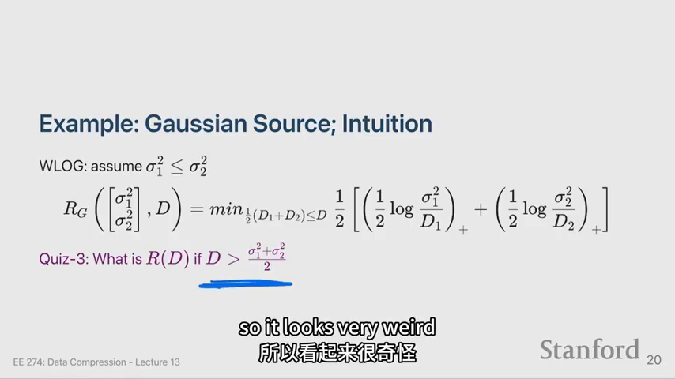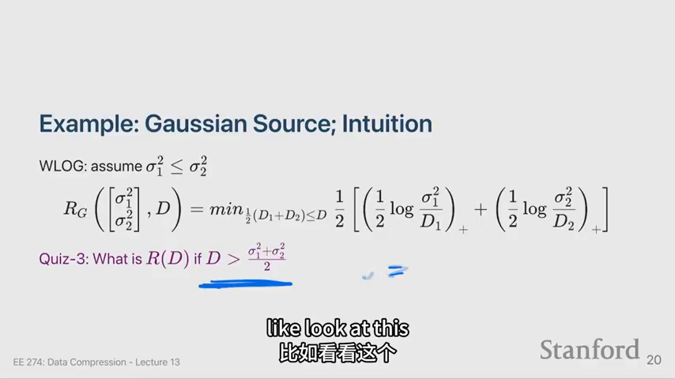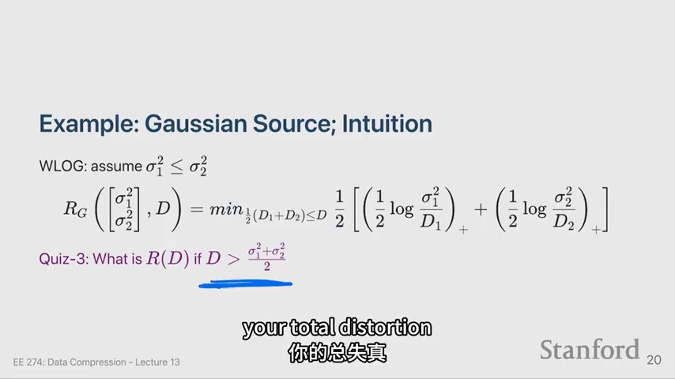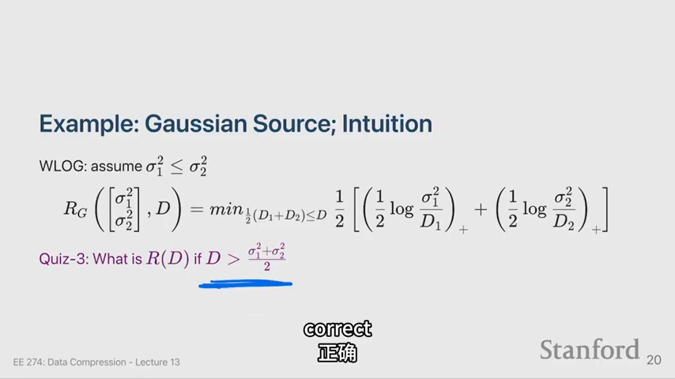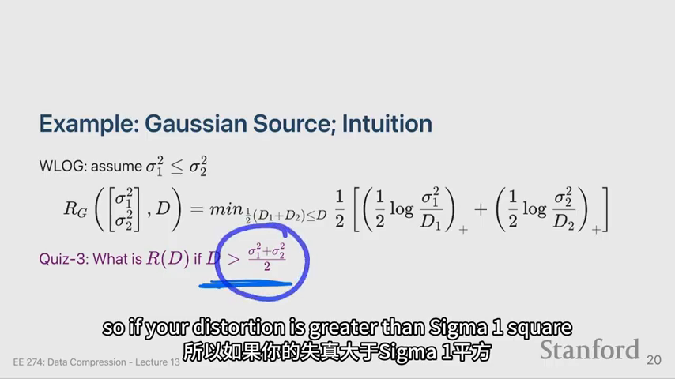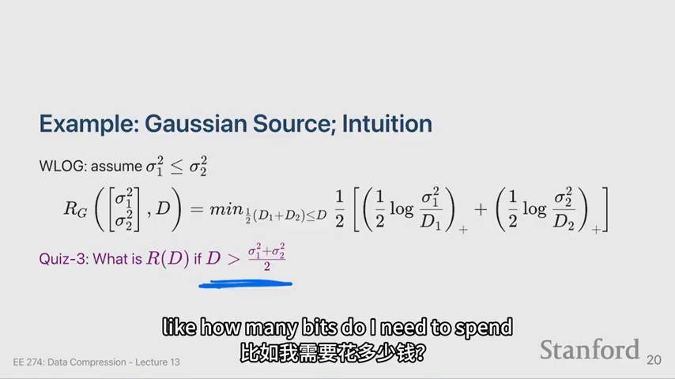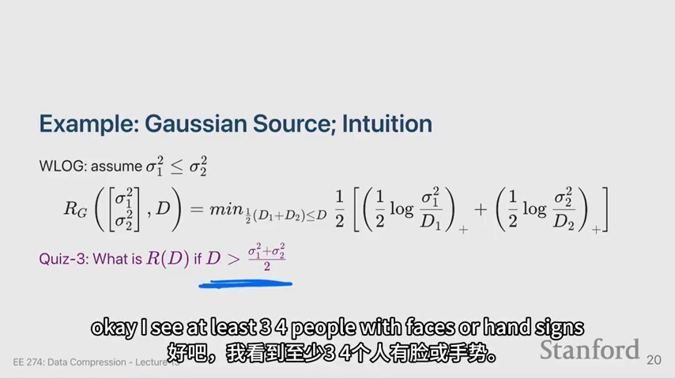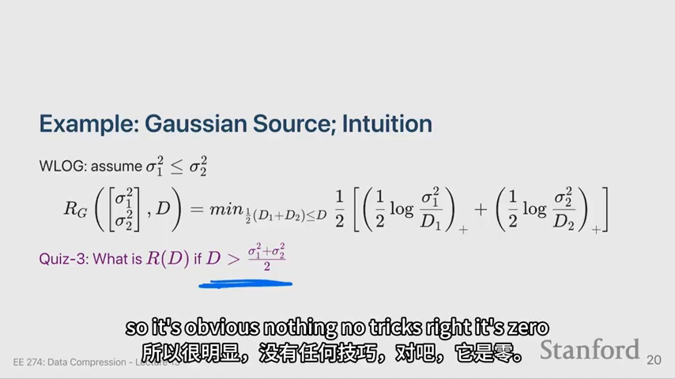So it looks very weird, but think of it. Look at this objective, right? Your total distortion is basically the distortion you're dividing between the two components. Correct? So if your distortion is greater than sigma 1 square plus sigma 2 square by 2, what will be the rate? How many bits do I need to spend? Okay, I see at least 3-4 people with faces or hand signs saying 0. So yeah, that's correct. It's obvious, no tricks, right?